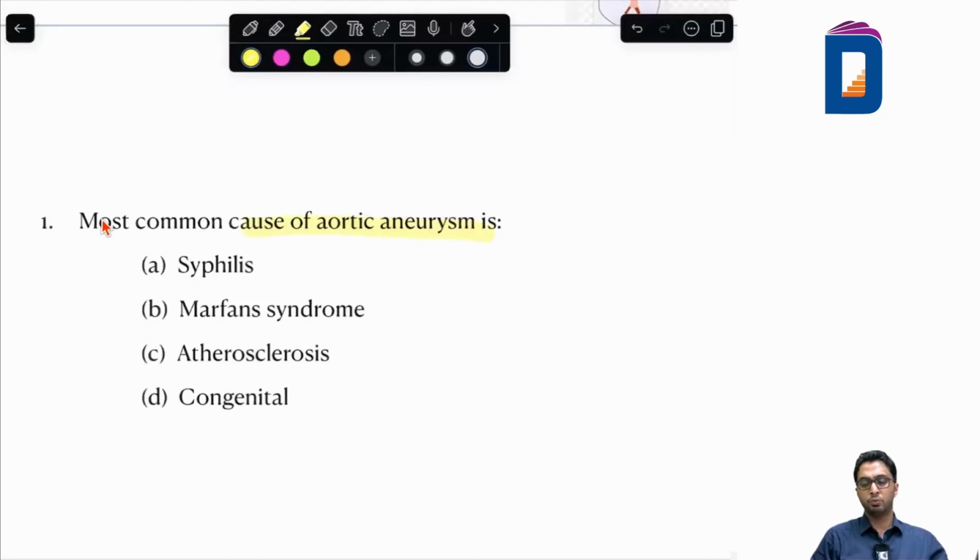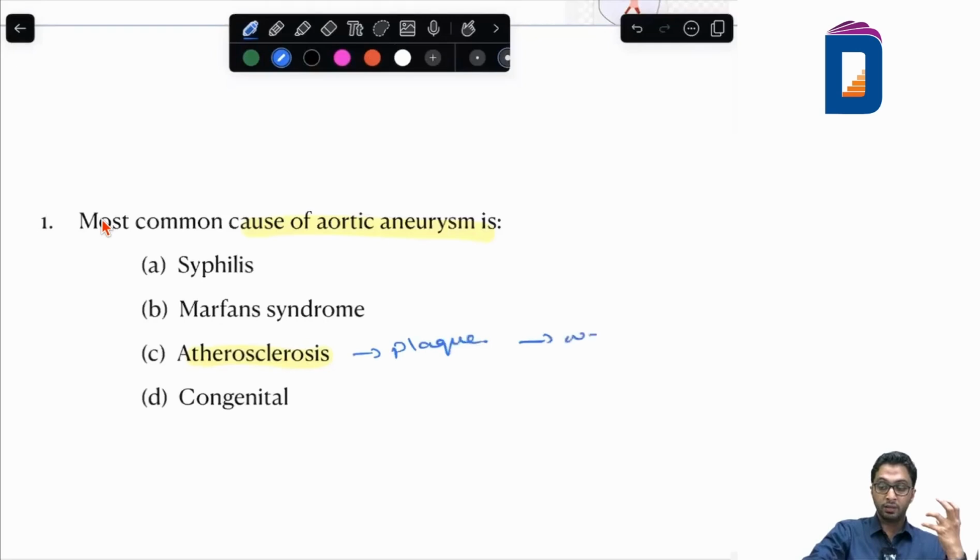But if we ask you the most common cause of aortic aneurysm, what is the answer? Everyone wants to stick to Marfan's, and that's my purpose, when you see this, it's not Marfan's. It is atherosclerosis. You know what it is: the plaque buildup on the vessels. This can weaken your vessel wall, and it gets dilated. So the most common cause of aneurysm is atherosclerosis.